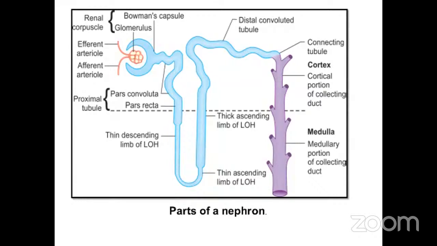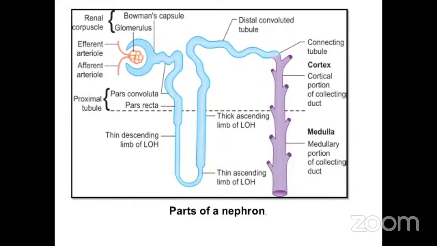Then next is the loop of Henle. This is the loop of Henle. Again, the loop of Henle has two parts, the descending limb and the ascending limb. In the cortical part there is only the descending limb, there is no ascending limb, but in the juxtamedullary nephron there are three parts of the loop of Henle: the thin descending limb, thin ascending limb, and thick ascending limb. So the loop of Henle in the juxtamedullary nephron is divided into three.